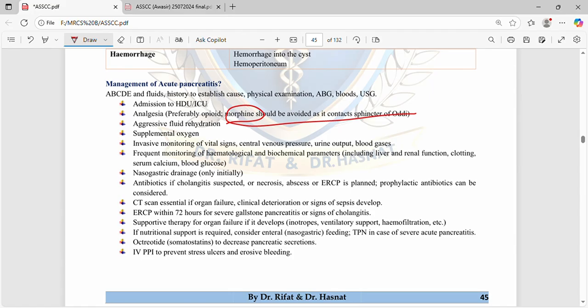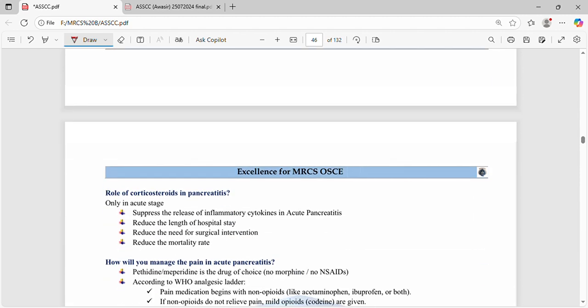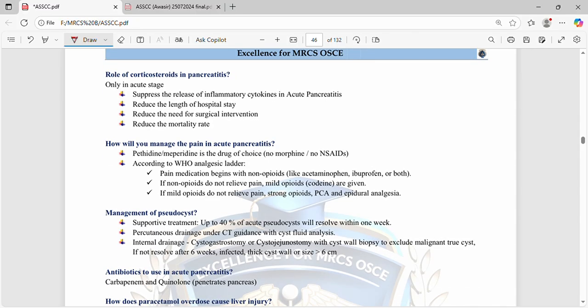Supportive therapy for organ failure if it develops: inotropes, ventilatory support, hemofiltration. If nutrition support is required, consider enteral nasogastric feeding, TPN in case of severe acute pancreatitis. Octreotide, somatostatin to decrease the pancreatic secretions. IV PPI to prevent stress ulcer and erosive bleeding. The role of corticosteroids in pancreatitis: only in the acute stage, they suppress the release of inflammatory cytokines, reduce the length of hospital stay, reduce the need for surgical intervention, and reduce the mortality rate.